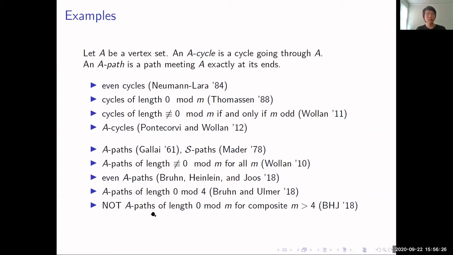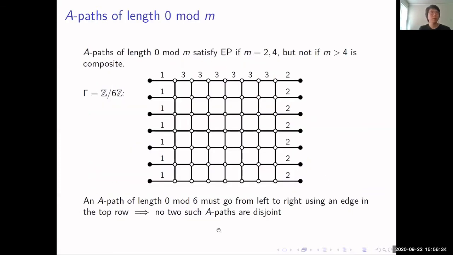Okay, so let's look at the counterexample that shows that this is not true for composite m that's not 4. I'll show it for m equals 6. Again, consider this big grid, and here our A is just a set of black vertices on the left side and the right side.